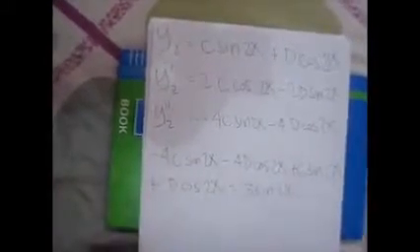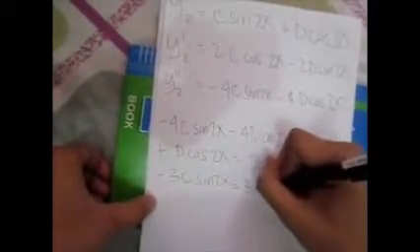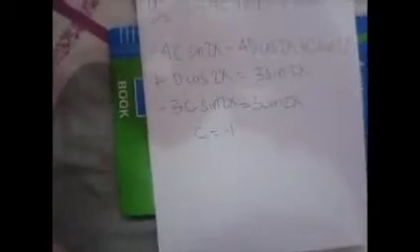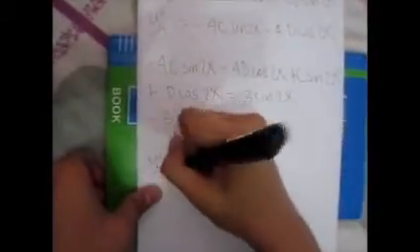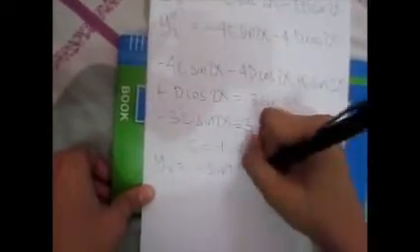So negative 3c sine 2x is equal to 3 sine 2x. So c equals negative 1, and the rest is just equal to 0. So our y sub 2 is negative sine 2x.